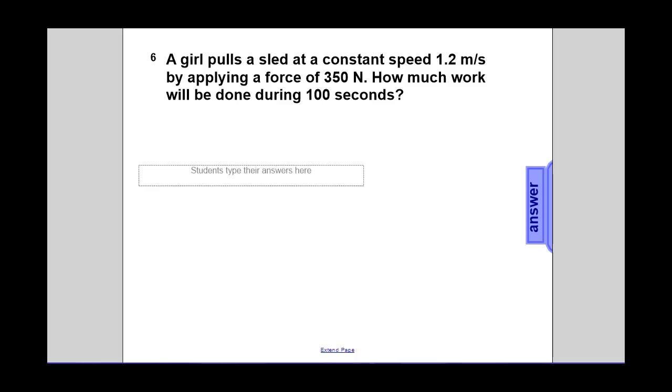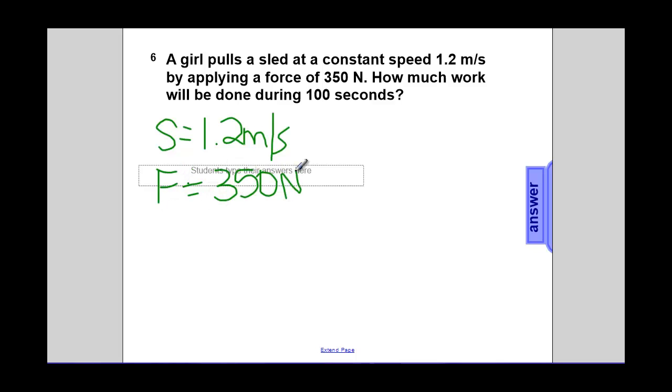Number 6, a girl pulls a sled at a constant speed of 1.2 meters per second by applying a force of 350 newtons. So our force is 350 newtons. How much work will be done during 100 seconds? So we know our T is 100, and we're looking for work.